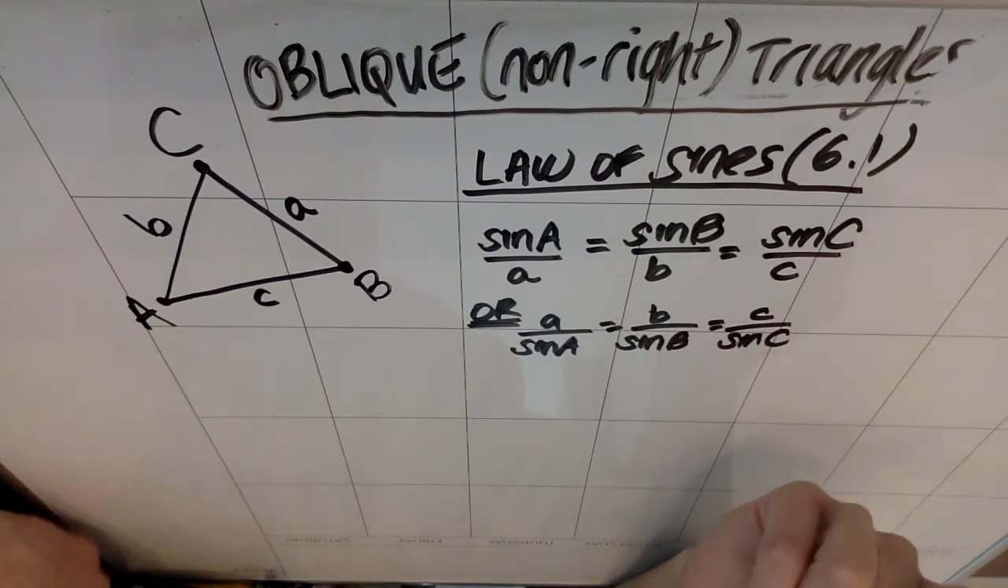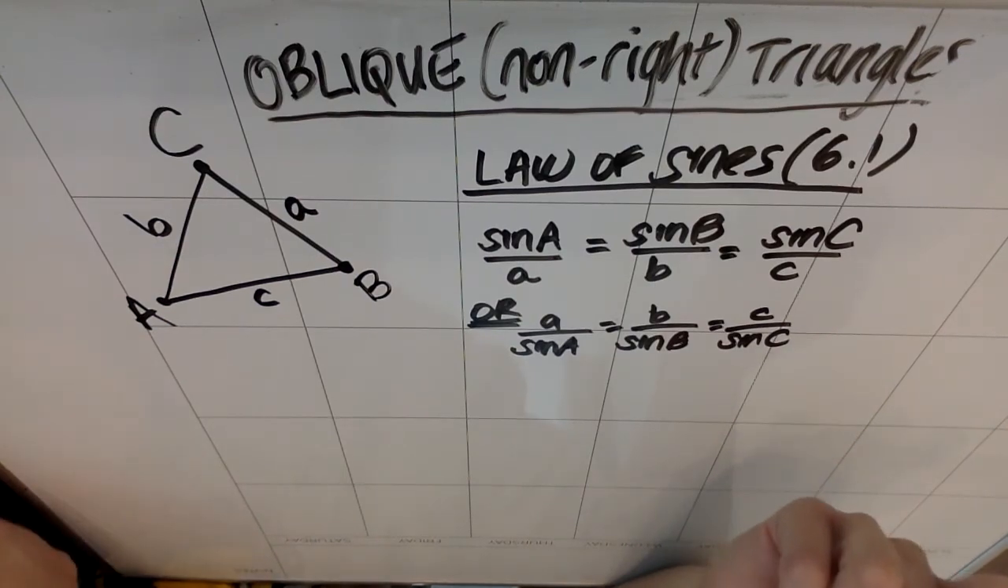Sometimes we can't use the law of sines, and we'll talk about that in a second, and that's when we look at the law of cosines.